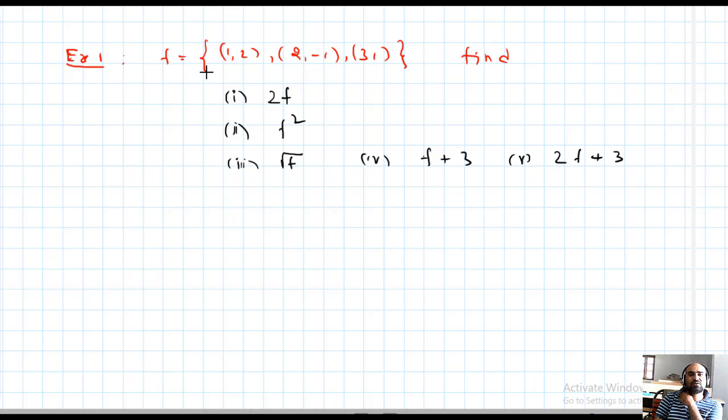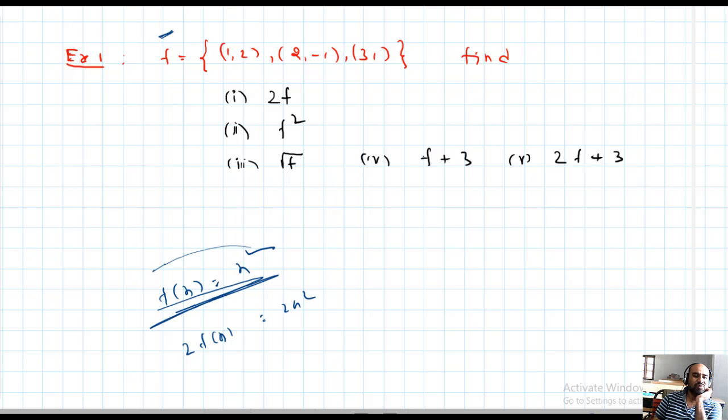First problem. A function is given: (1,2), (2,-1), (3,4). Here domain and codomain are not mentioned, so assume that the domain is {1, 2, 3}. Codomain is not there. Range is {2, -1, 3}. For this function, you want to find a new function, that is the 2f function. For example, sometimes they will ask, f(x) is equal to x square. What is the 2f function? 2f(x) means I can say 2x square.